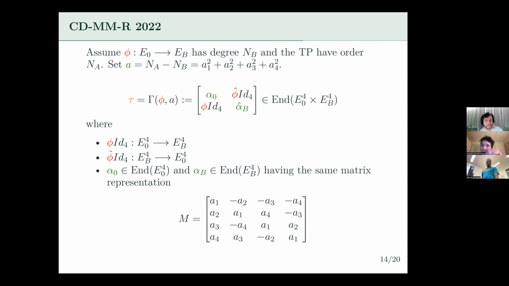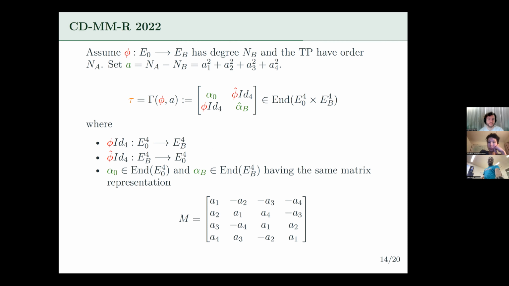Alpha B is the same endomorphism, but on 4 copies of EB, represented by the same matrix. Then phi times identity 4 is not an endomorphism but the isogeny from 4 copies of E0 to 4 copies of E1, which is diagonal. If you have a point P, Q, R, S, you send it to phi of P, phi of Q, phi of R, phi of S. So it's just the diagonal isogeny.